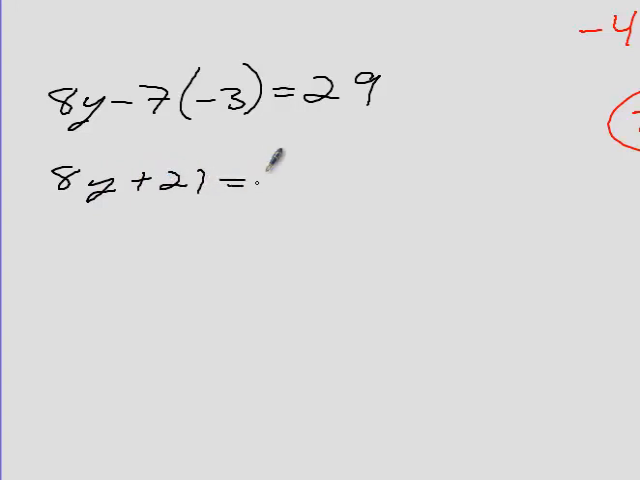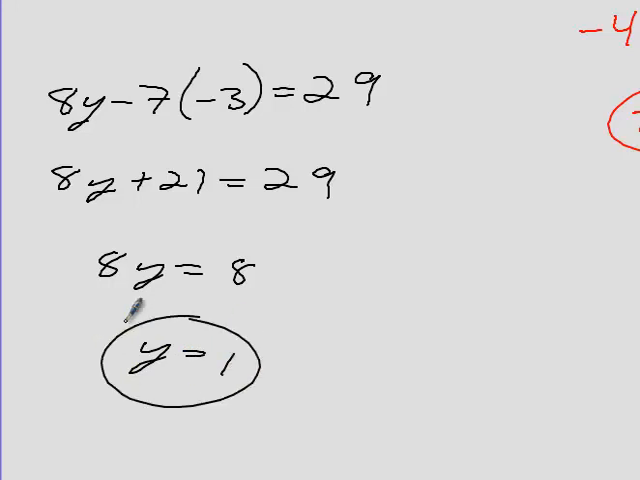8y plus 21 equals 29. 8y equals 8. Y equals 1. Everybody okay with how I found y? So now, how many answers do I know? How many variables have I solved for? 2. So I have to go to where I have 3 so I can find the missing one, right?